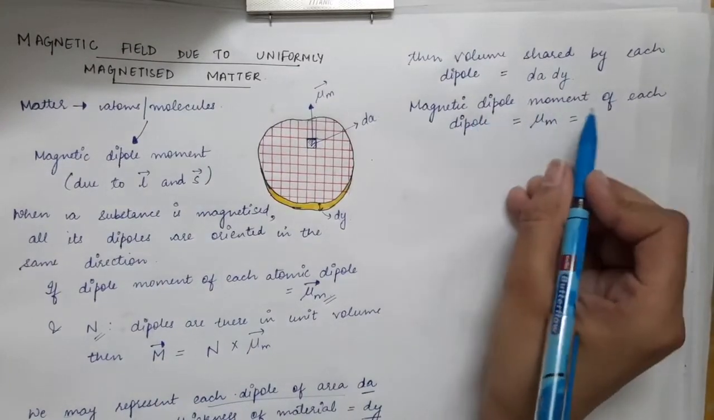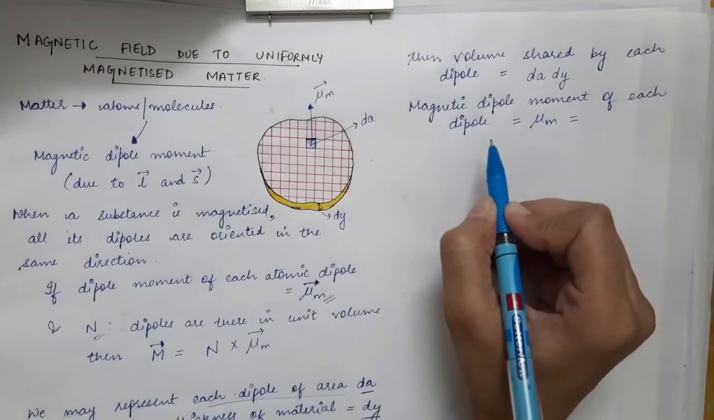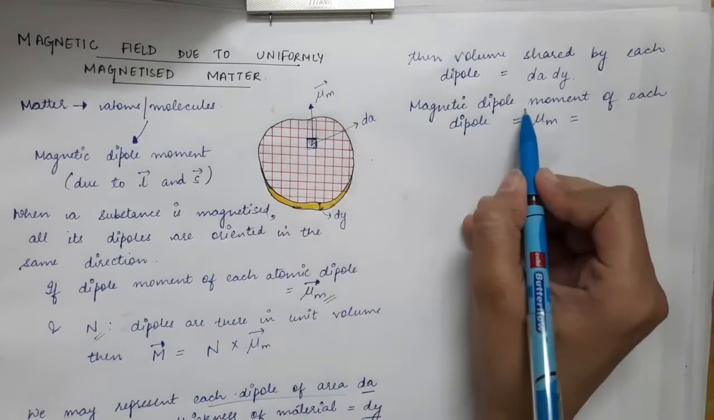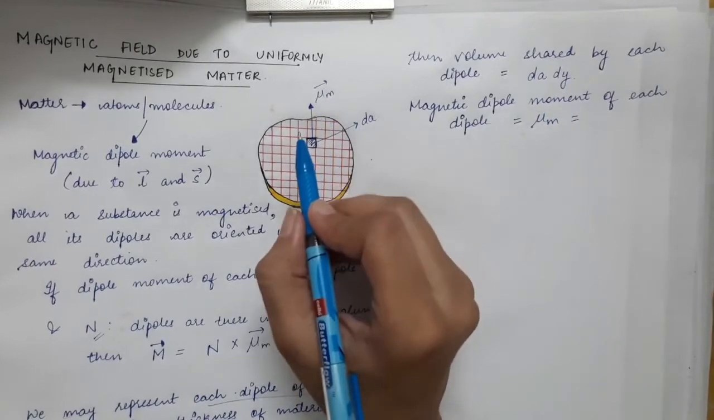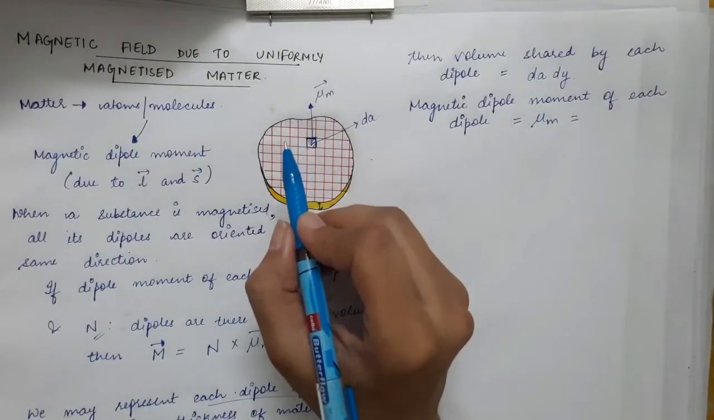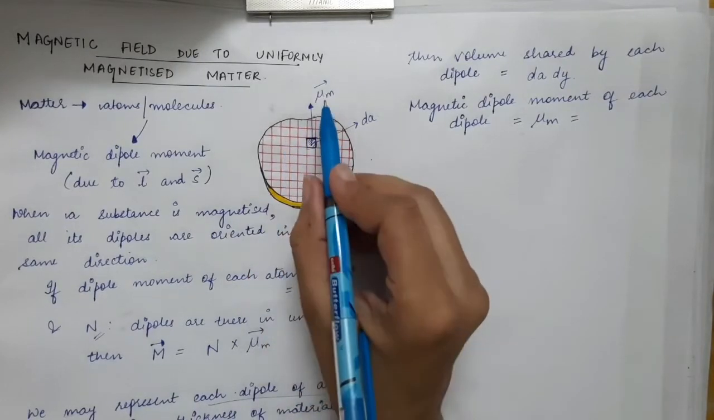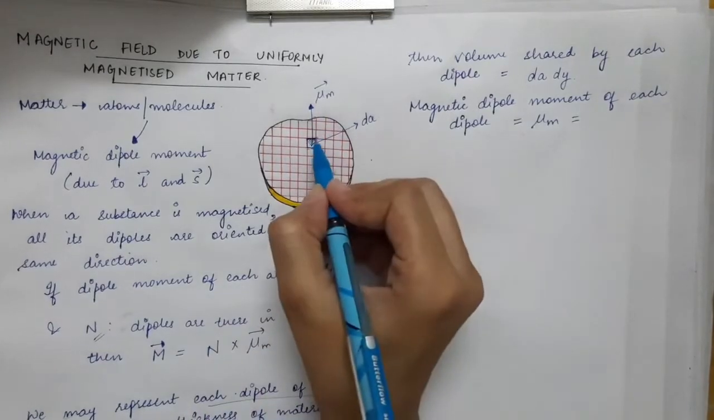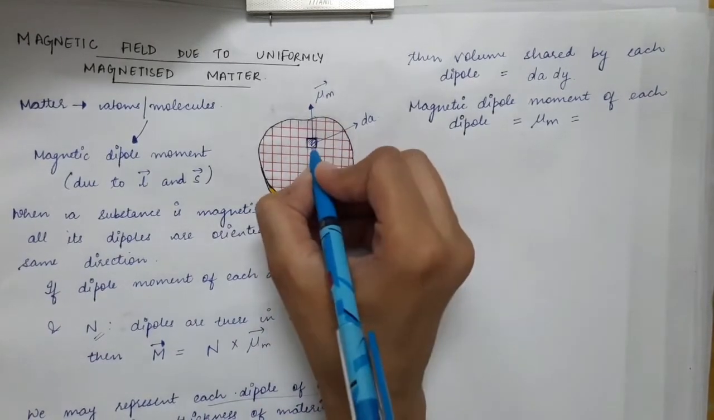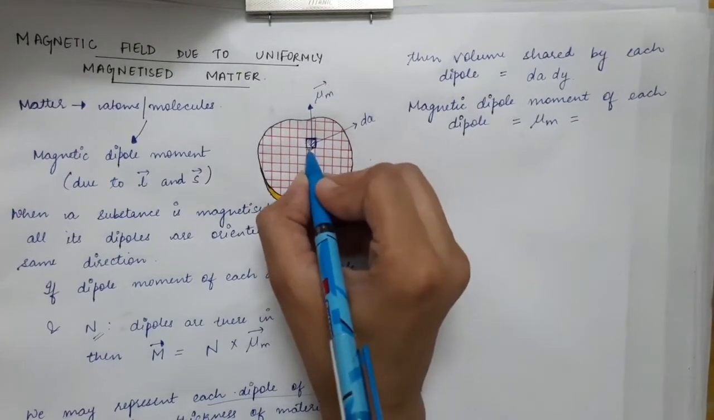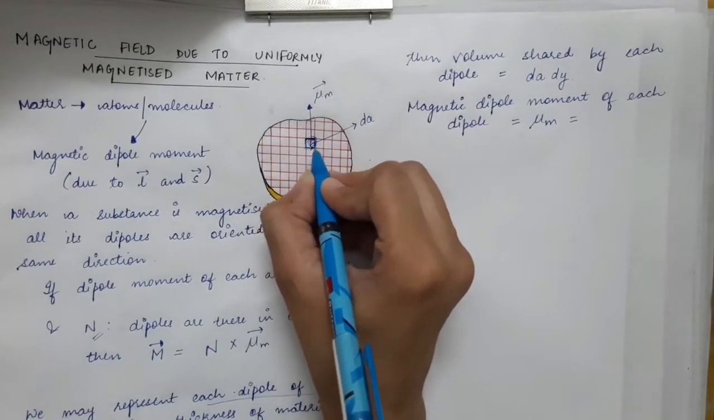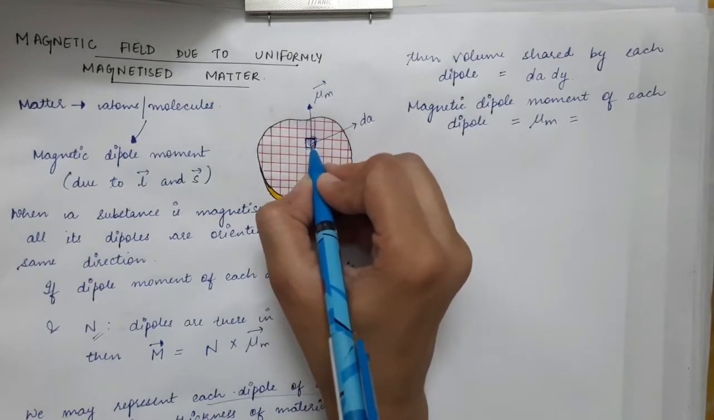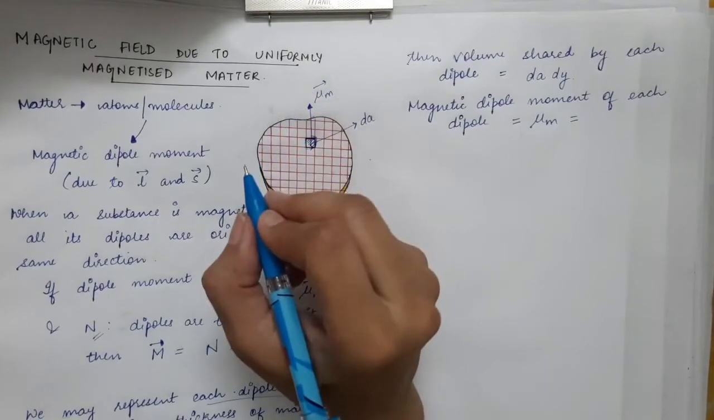Now, the magnetic dipole moment of each atomic dipole. If this is one atomic dipole, the magnetic dipole moment mu m vector can be written in terms of current. As we have seen in the previous lectures, the magnetic dipole moment is due to the flow of current. So in this magnetic dipole, let's say the current is flowing in the anti-clockwise direction, and due to that the magnetic dipole moment is in the upward direction.